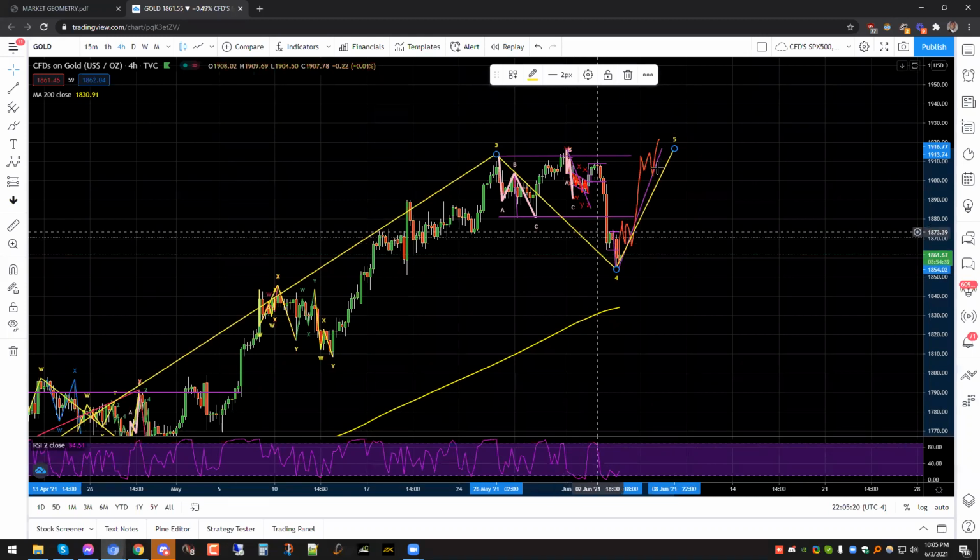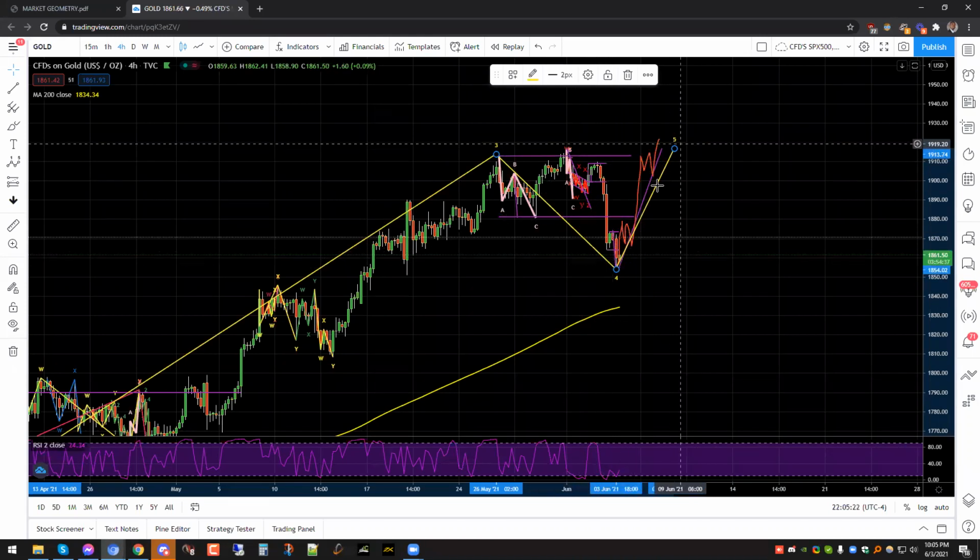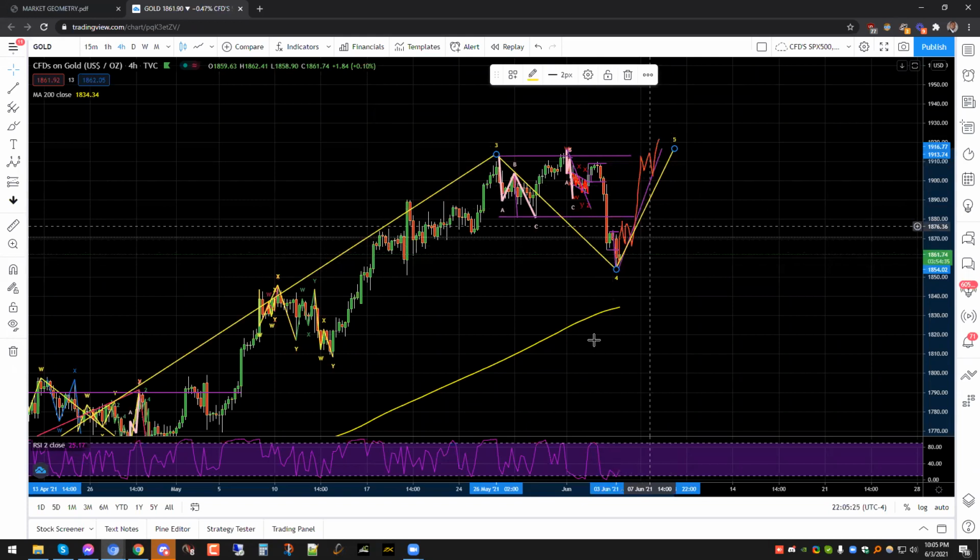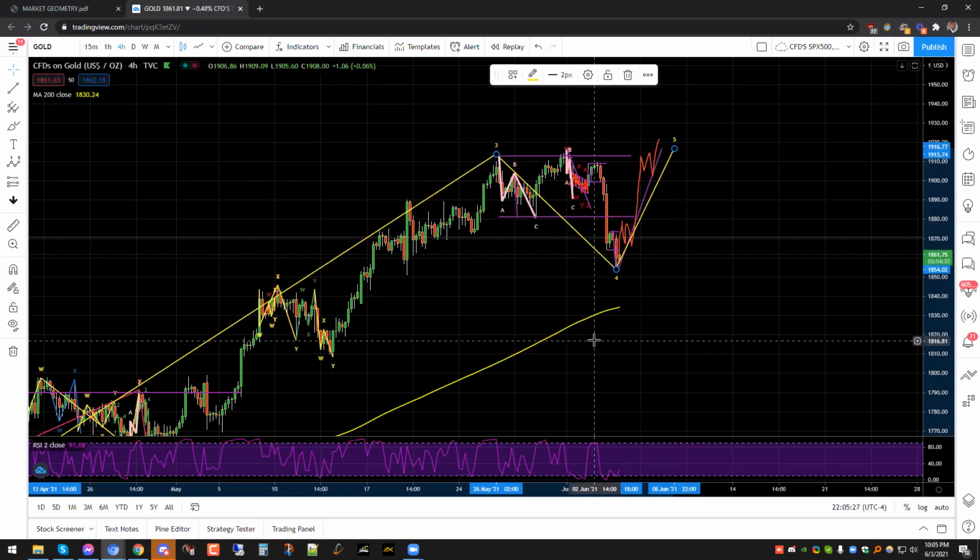Yeah, you guys can look out for this move to the upside. This is potentially a very profitable move that is coming right now. So you guys can look out for that.